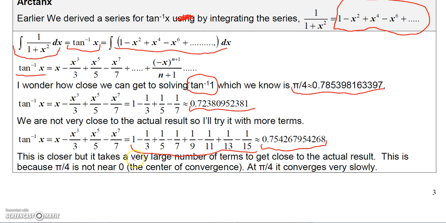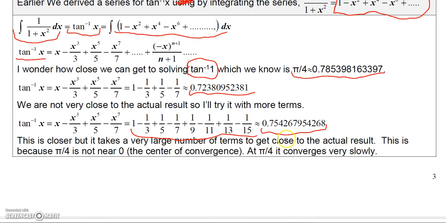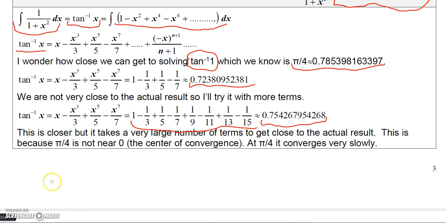So it appears I would have to take this out to a very large number of terms to get close to the actual result. Now the reason is because this series is centered near 0, but not at pi over 4. So actually these series approximations are much more accurate if the number is near 0, and of course pi over 4 is not near 0.